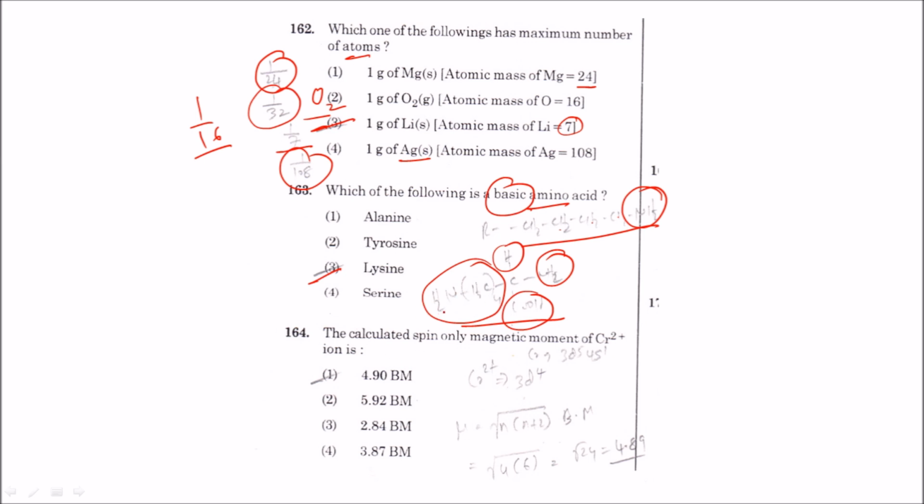The calculated spin-only magnetic moment of Cr2+. In chromium, we can write the electronic configuration as 3d5 4s1. Then Cr2+ we can take as 3d4, so it has a total of 4 unpaired electrons, and we can use the spin-only magnetic moment formula, square root of n into (n+2). If we take n equal to 4, we get root 24, or you can take it as 4.89, or 4.9 after rounding off. So the right answer for the 164th question is the first option.